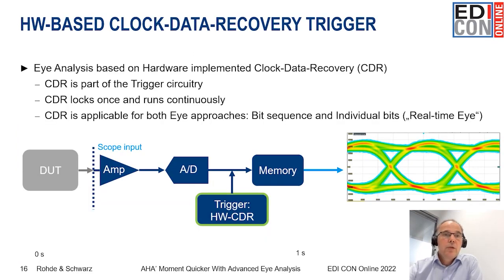So what is the new approach that I want to present to you? Today, in our oscilloscopes, the RTP oscilloscope, we have implemented a clock data recovery in the trigger circuitry. So it's a hardware-based clock data recovery. It can lock on the data stream. So it locks once and then it is continuously running. And based on this CDR timing information, we can then build the data eye.